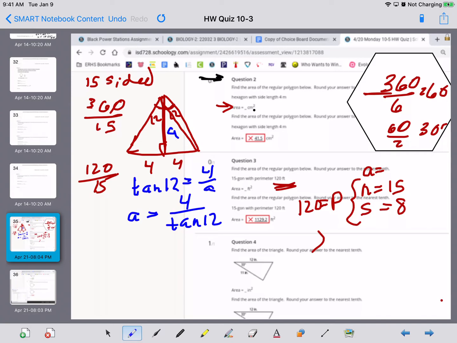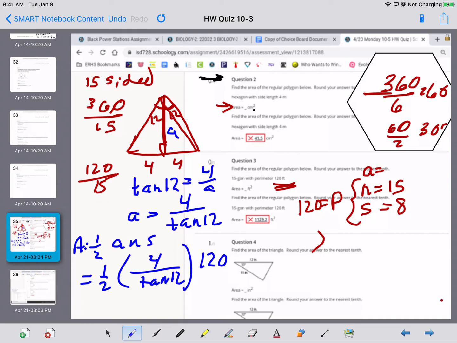So now I've got my equation. Remember, area is 1/2 a n s, 1/2 my apothem, which is 4 over tangent of 12. Number of sides is 15, the side length is 8, and 15 times 8 is 120. So I've got 60 times 4, which is 240, divided by the tangent of 12, and I put that in my calculator. You didn't have to put that together, I'm just making things a little easier when I grab my calculator. Divided by tangent of 12.